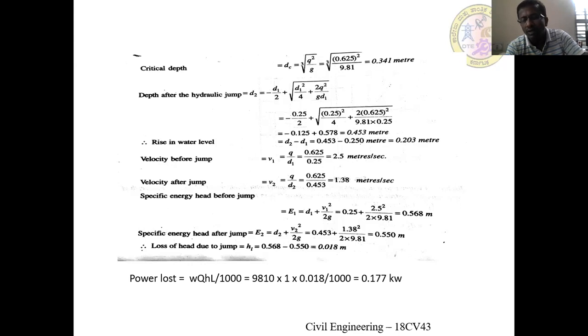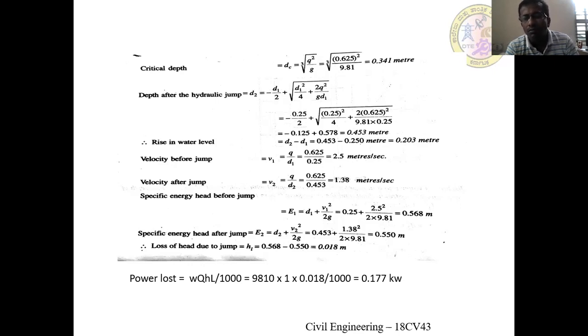It is the difference between the specific energy before jump and the specific energy after jump. So you substitute E1 minus E2, and we get 0.018 as the loss of head, where 0.568 is the specific energy before jump and 0.550 is the specific energy after jump. So we get the value of 0.018.